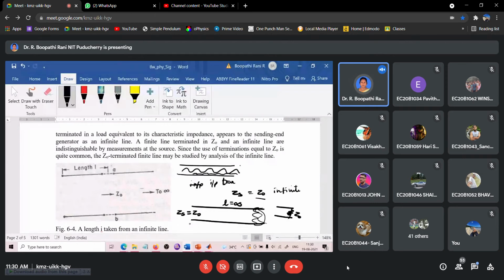Through understanding of the infinite line also we can say a finite line terminated in its characteristic impedance Z0 will behave as an infinite line. For the infinite line, the input impedance is Z0. Afterwards we remove some portion of the line, and that time also the line is of infinite length, so if we measure the input impedance it is Z0. Here you are removing most of the infinite line and keeping only a finite length. What input impedance is present for this infinite length of line? It will be Z0. So this portion of the line is of finite length, and this finite line terminated in its characteristic impedance Z0 will behave as an infinite line. This point you need to remember.